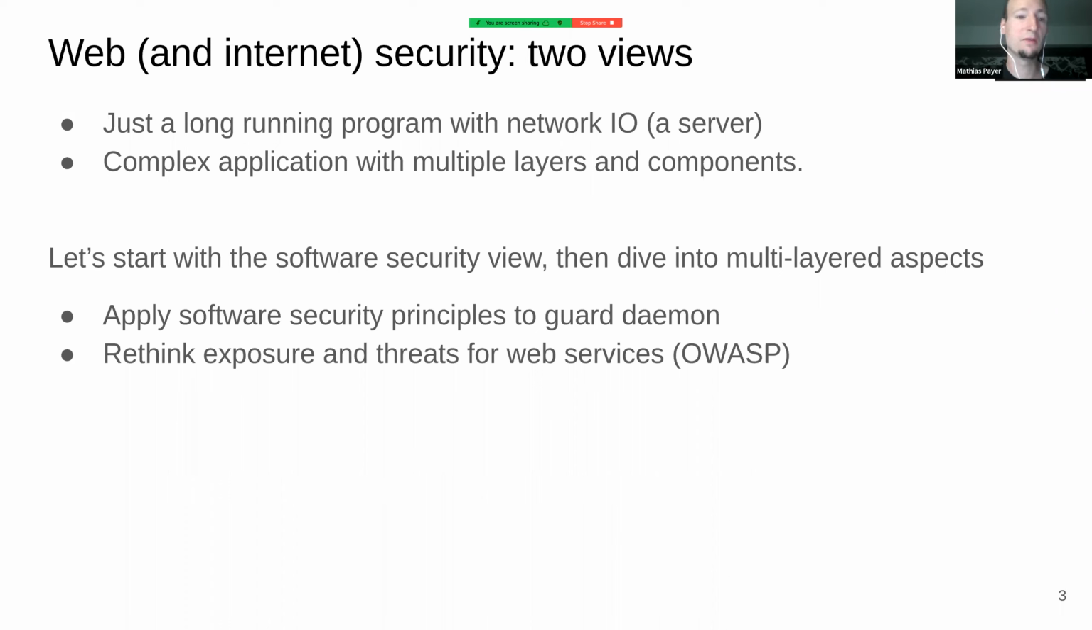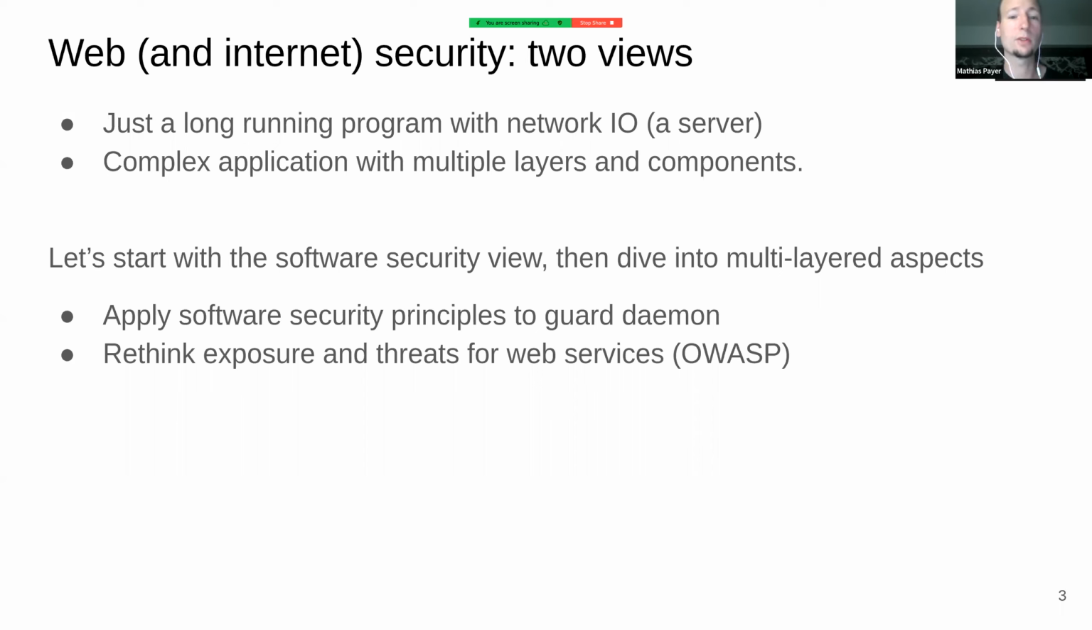So we can apply regular software security principles to guard the daemon by itself, right? We can search for bugs through fuzzing. We can apply mitigations. We can enforce basic software security principles such as compartmentalization, isolation, and whatnot to make sure that these are well guarded. But then we have to protect the application in itself as well. And for that, we need to rethink exposure and different threats for web services. And this is what OWASP actually does.